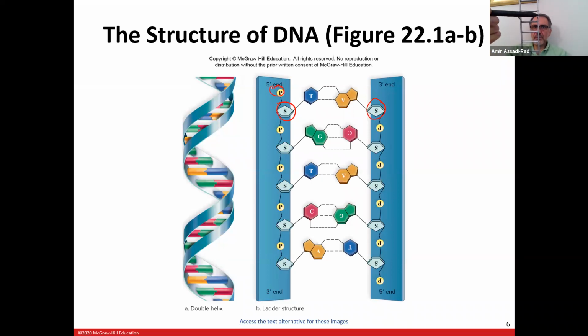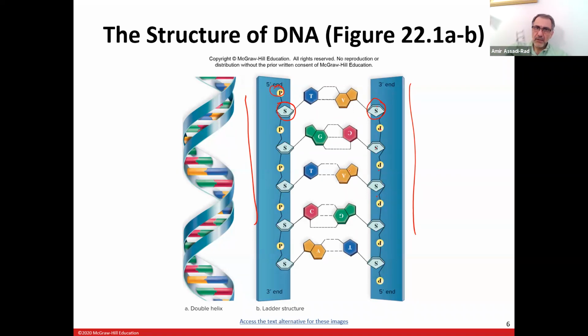So this would be a phosphate, sugar, phosphate, sugar, phosphate, sugar. I hope you guys can see that now. So that's what this is. The legs of the ladder are made up of sugar, phosphate, sugar, phosphate, sugar, phosphate. The steps of the ladder, on this side is a purine, on that side is a pyrimidine.